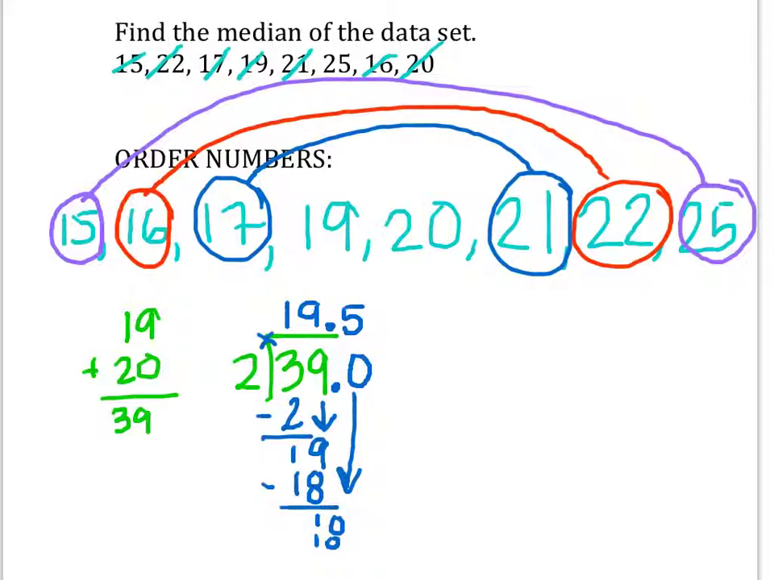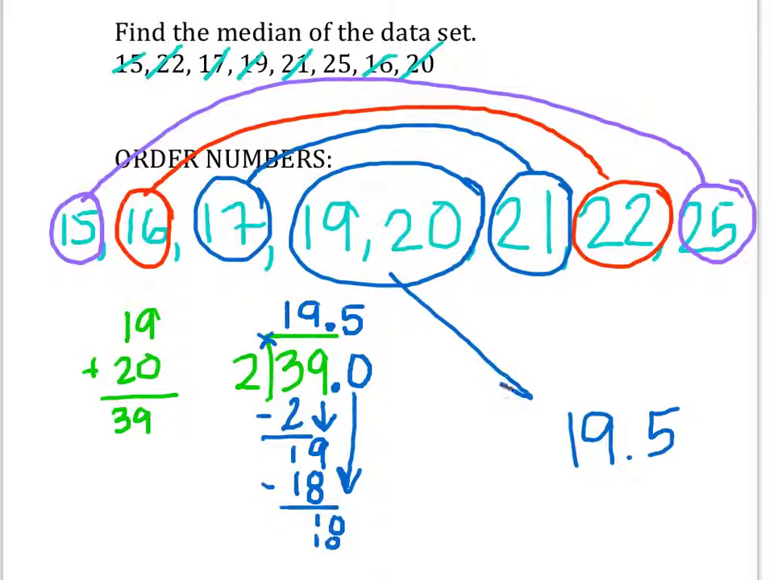So my median number is going to be 19 and 5/10. And I also can know that it's going to be the middle number in between 19 and 20, and that would be 19 and a half or 19 and 5/10.